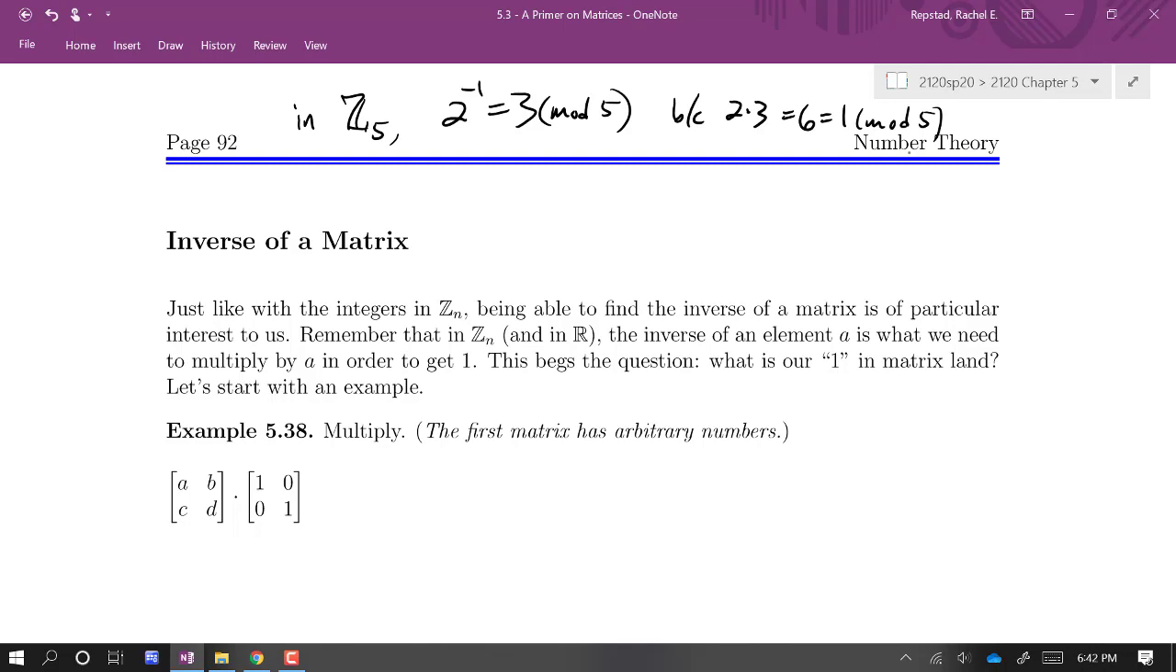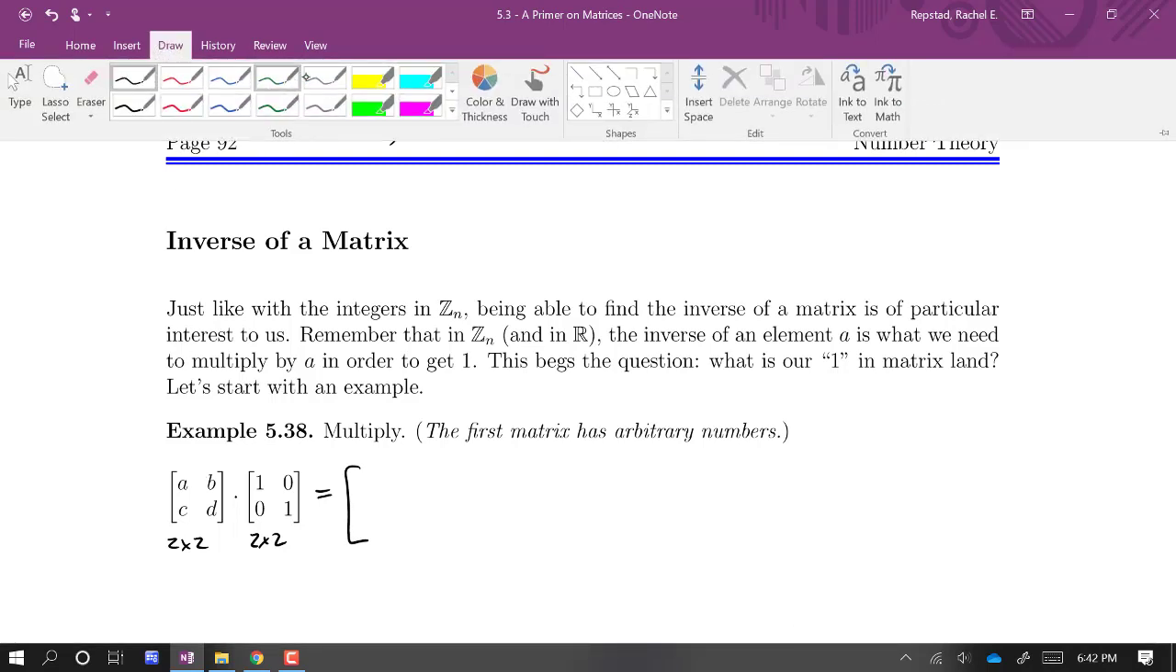So let's find the product given here in 5.38. We imagine we're starting with a matrix on the left that just has arbitrary entries, A, B, C, D, and then we're multiplying that by this matrix, 1, 0, 0, 1. The product is defined because they're both 2 by 2 matrices, and we'll get a 2 by 2.